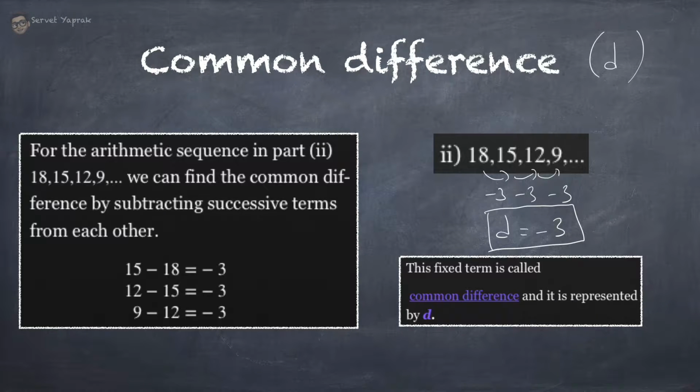If you cannot directly see the common difference, you can use a different method to find it. To do that, you just need to subtract two successive terms from each other. But remember, order is important. If you take 18 and 15, you need to subtract 15 minus 18, and you will find the common difference -3. Or if you use the other two terms in the sequence, 12 minus 15 is -3 again. 9 minus 12 gives you -3 again. So you just need two terms to find the common difference.